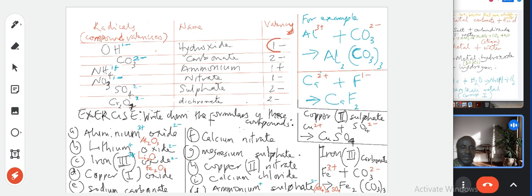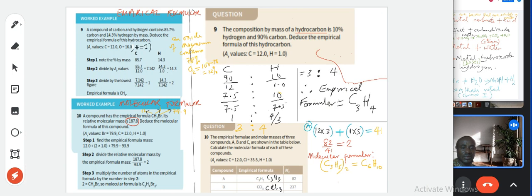Hydroxide is 1 minus. Carbonate is 2 minus. Ammonium is 1 plus. Not ammonia. Ammonia is a gas, a molecule. But ammonium is an ion with 1 plus. Nitrate is 1 minus. Sulfate is 2 minus. Dichromate is 2 minus. And so many other ones. So you need to know them.